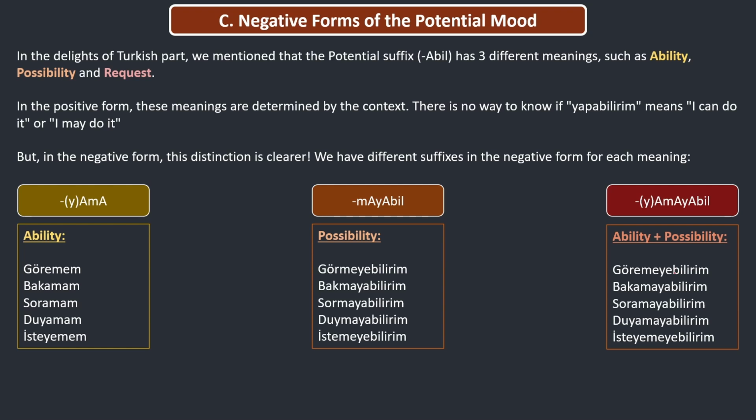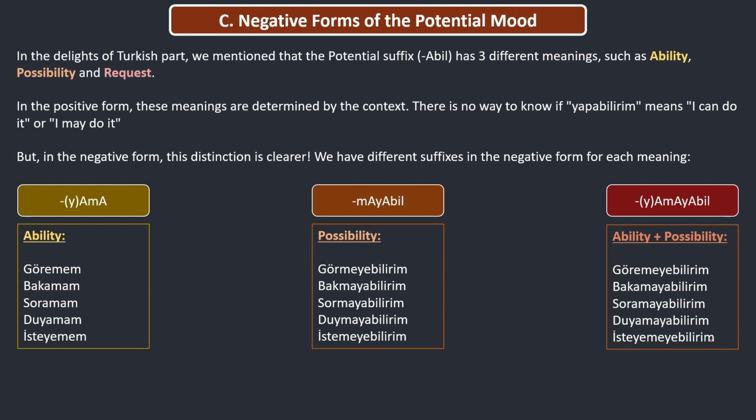Okay, like in English there's a full sentence, but in Turkish we are putting suffixes together. Göremeyebilirim. Bakamayabilirim. I may not be able to look. Soramayabilirim. I may not be able to ask. Duyamayabilirim. I may not be able to hear. İsteyemeyebilirim. I may not be able to want. Okay? Sounds or looks scary? Probably.